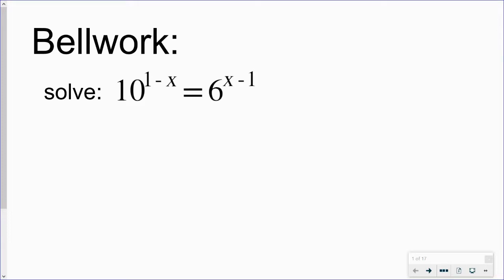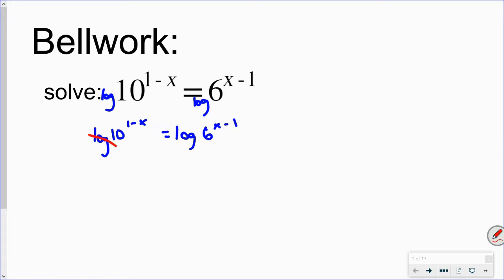So with this one, you have two different bases, and your exponents are both binomials. And if that's the case, it's not going to matter which one you cancel. And you actually don't have to cancel either one. We could take the ln of both sides here. So with this one, I'm just going to cancel this side over here. And in order to do that, I'm going to take the log, the common log, of both sides. So we have log 10^(1 minus x) equals log 6^(x minus 1).